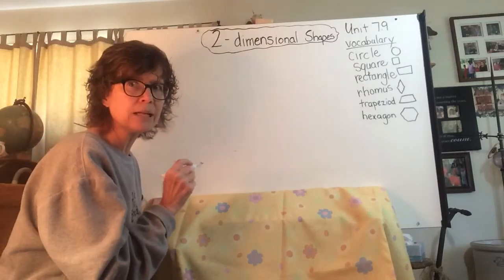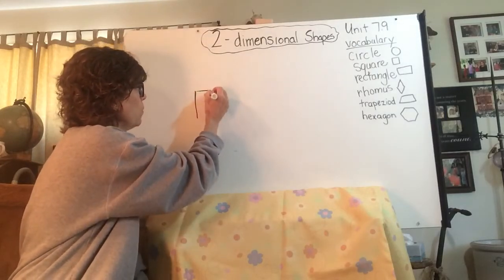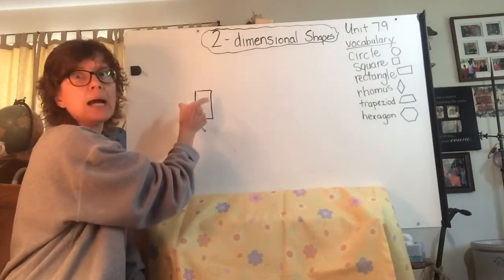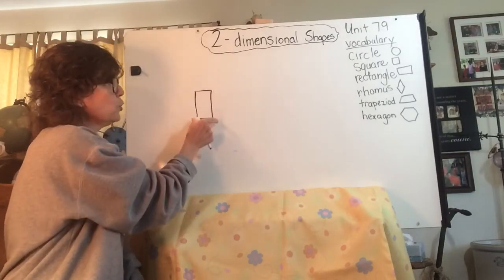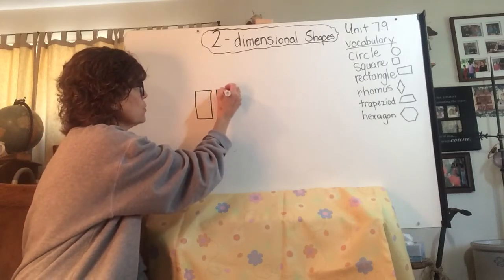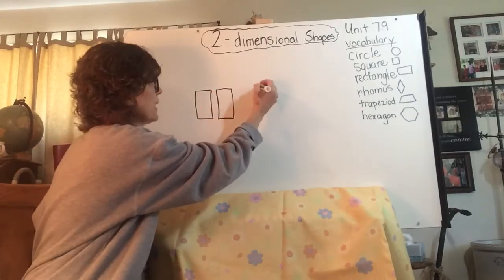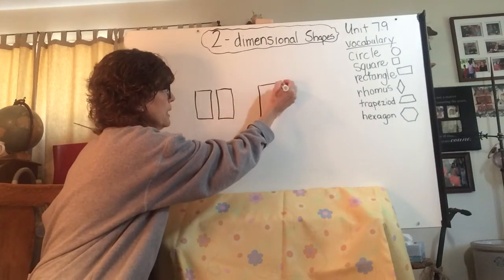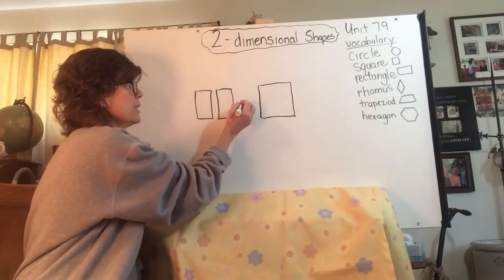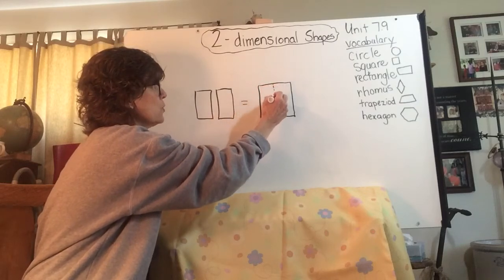And you know Mrs. B's not the best drawer, but I'm going to try. So here's my one rectangle. Remember, a rectangle has two longer sides and two shorter sides. So here's our two rectangles. And if you put those two rectangles together, and again, I'm trying to do my best drawing, it turns into a square. And I could go like this and show you.